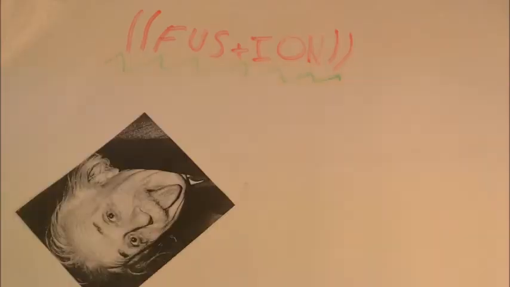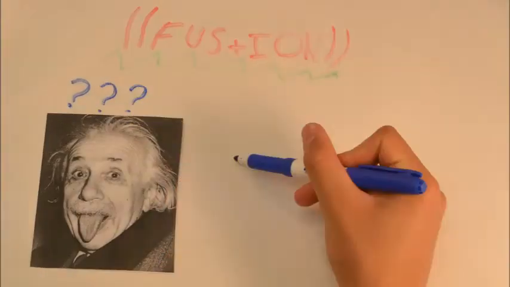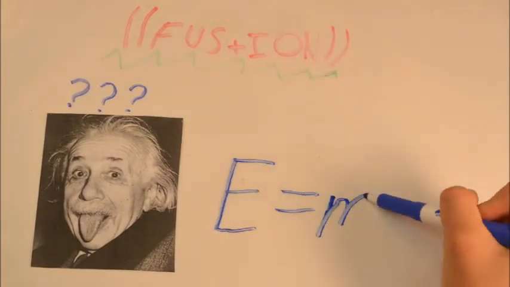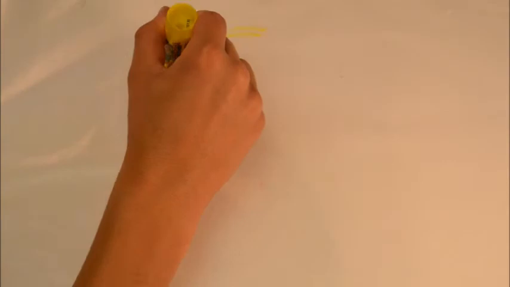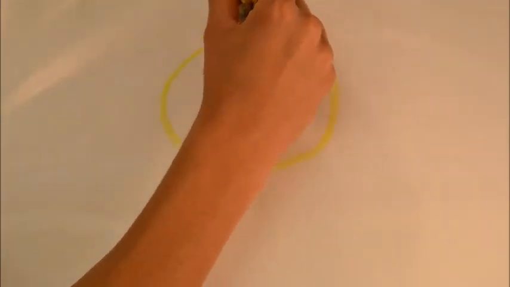Fusion is the process in which 2 small atomic nuclei fuse together and form a larger single nucleus and release energy. This reaction is proven more effective than fission by Einstein's famous equation E equals mc squared. Nuclear fusion is the process that occurs in stars, like our Sun.